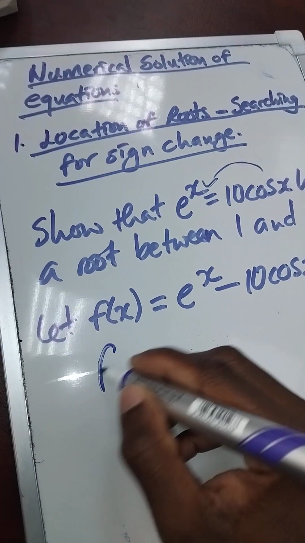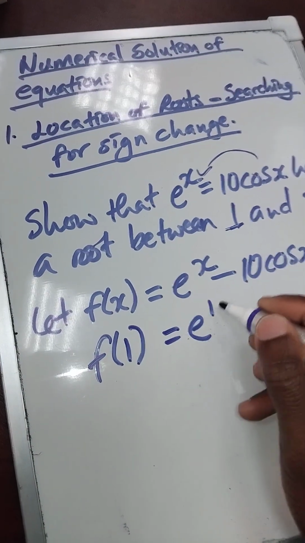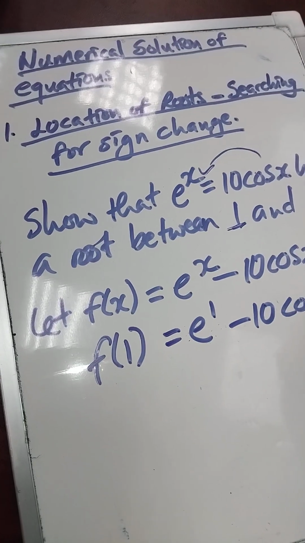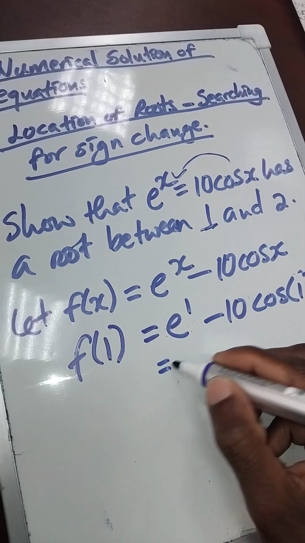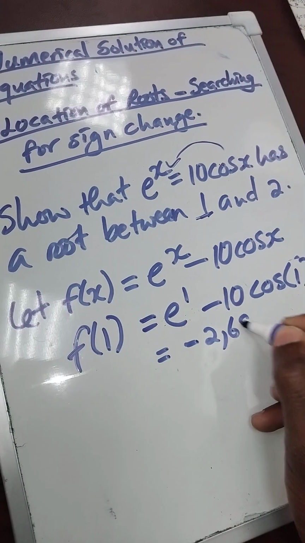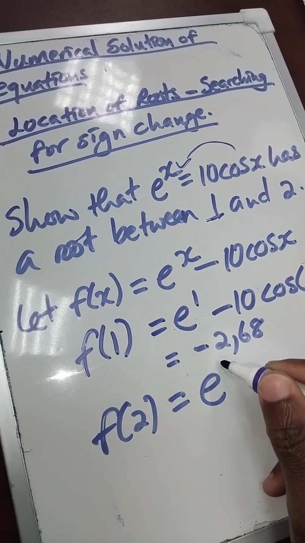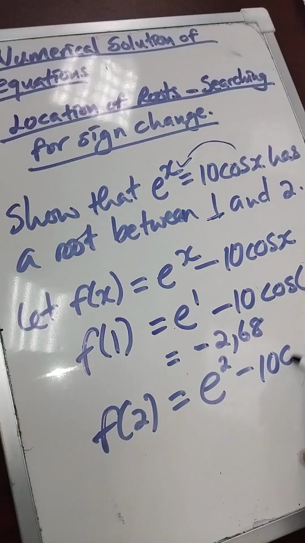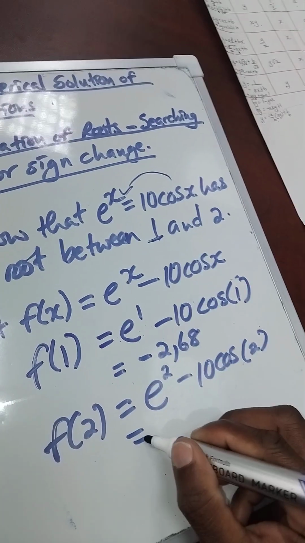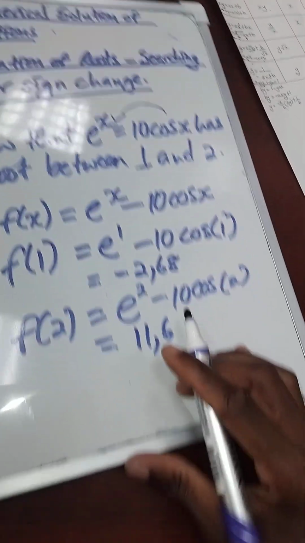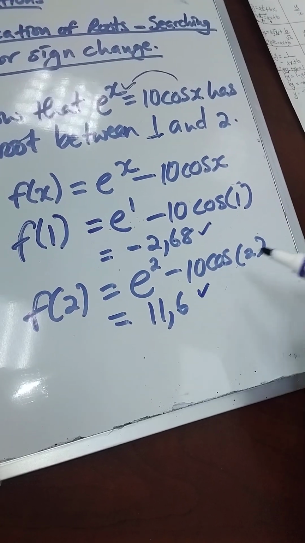So now we are going to show our numbers. If the function f of x, first we substitute x equals 1, then we get negative 68. Then we substitute 2, e to the power 2 minus 10 cos 2, and that gives positive 11.6.